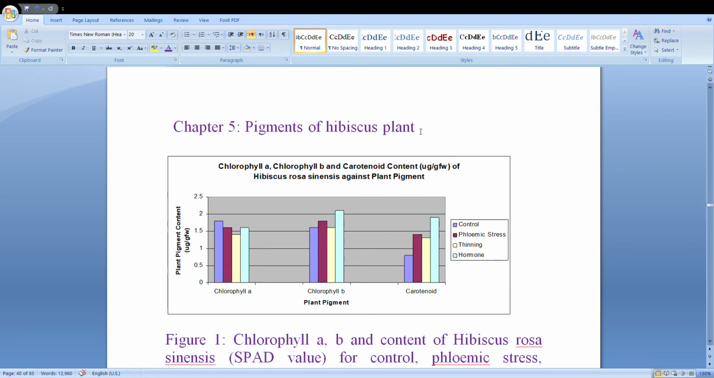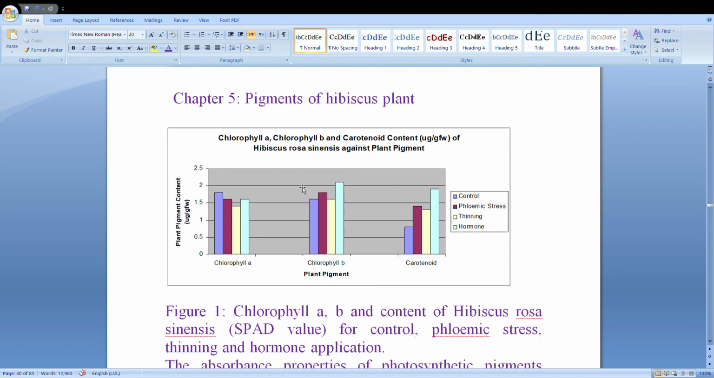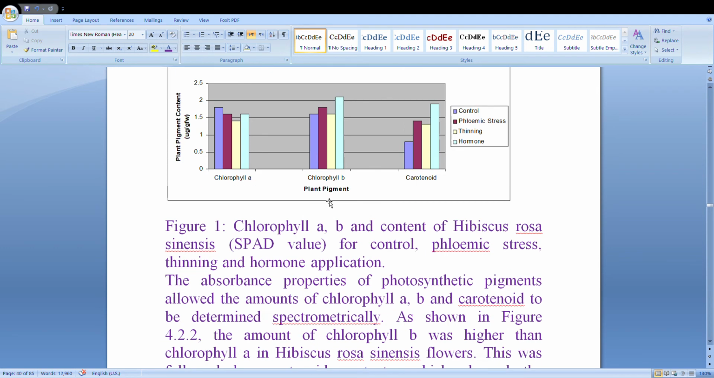So, another topic: we can see pigments of the hibiscus plants. Different types of pigments we can see here. In the hibiscus flower, chlorophyll A, chlorophyll B, and the carotene content were determined. These are for control, stress, and the hormone applications. Different types of treatments. We can see carotene content is higher in the treated plant than control. Chlorophyll A is a little bit lower than control.